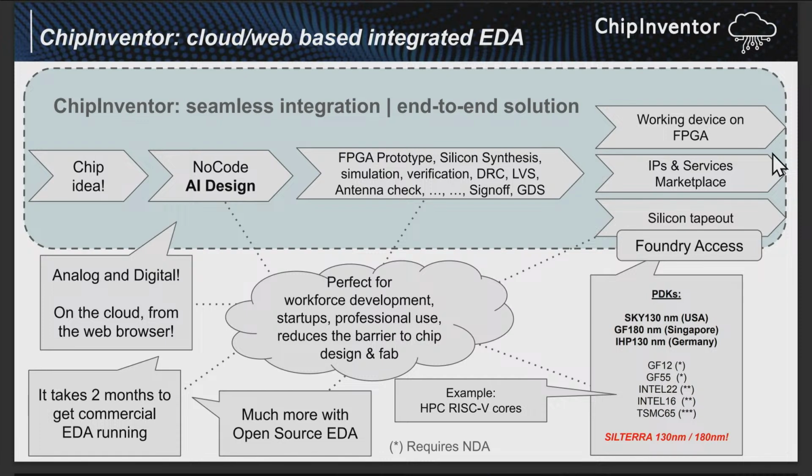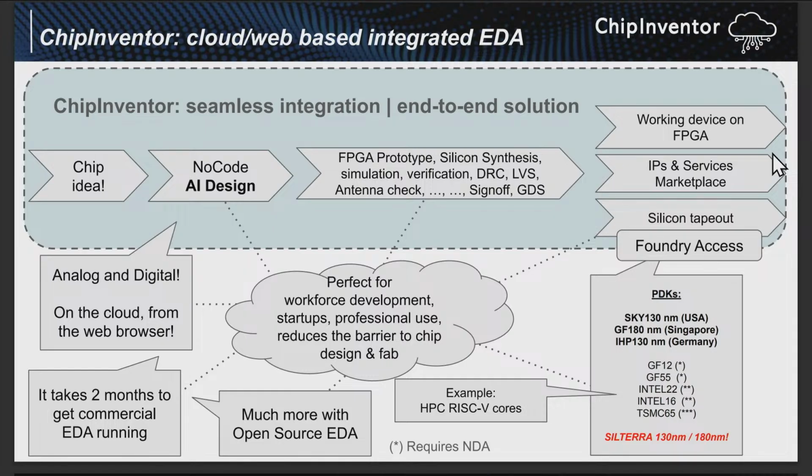The GF180, these first 3 are open PDKs, okay? The IHP 130, Bruno just talked about this PDK. And what is nice is that there is support for the Global Foundries 12, 55, Intel 22, Intel 16, and TSMC 65. We got access to these PDKs. We can now synthesize, but we didn't add them to the platform because there is the NDA restriction of these PDKs. But case by case, it is possible to use such PDKs.